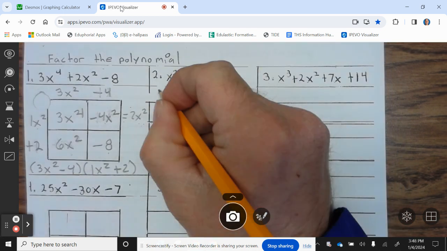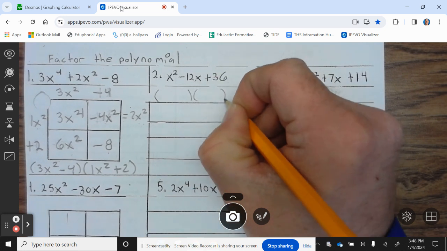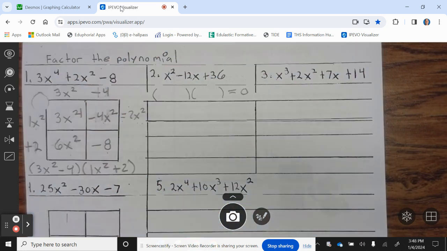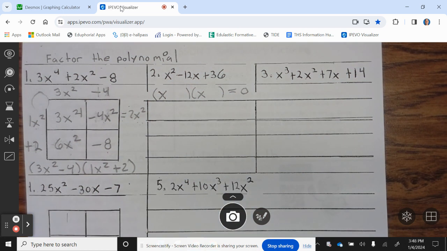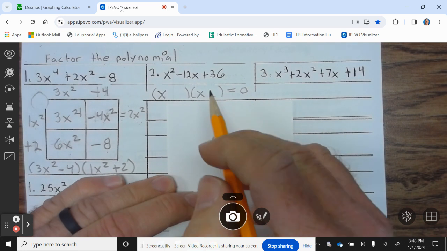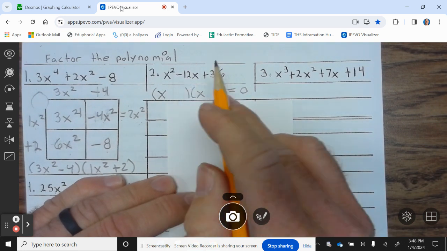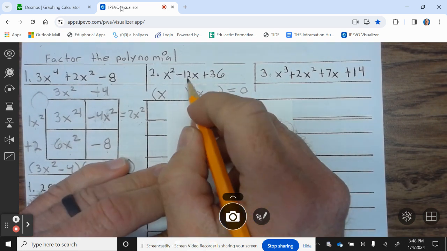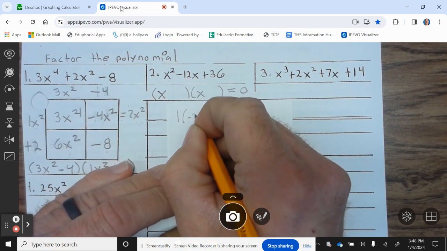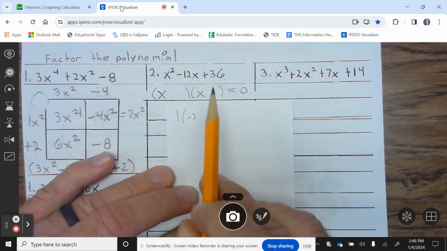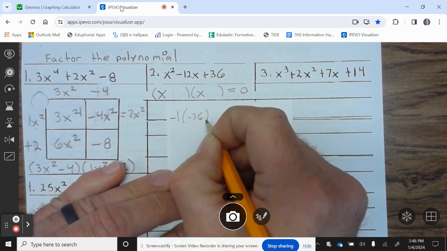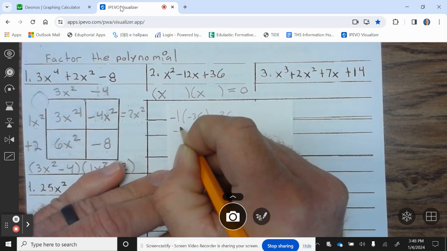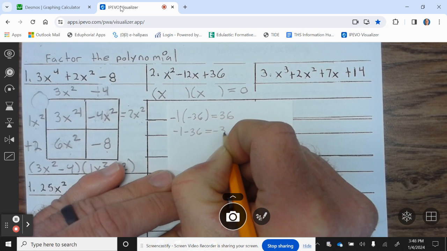So we know 2 parentheses equal to 0, x and x. Now, we need to figure out what numbers multiply to give you positive 36 and combine to be negative 12. So since the middle number is negative, the bigger number is negative. So 1 times negative 36. Now, wait a second. In order to get a positive, both numbers have to be negative. So negative 1 times negative 36 is positive 36. Negative 1 minus 36 is negative 37.